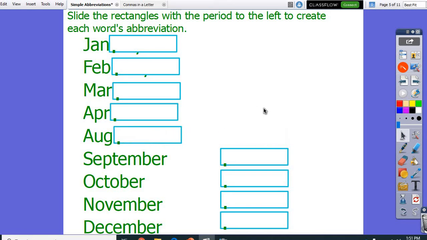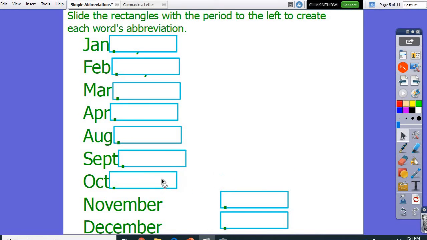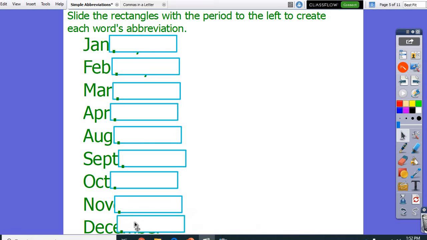So August would become Aug. September doesn't follow the rules because it actually uses the first four letters. September has a T there. But then October goes back to follow the rules with just the first three letters, Oct. First three letters of November to make it Nov. And the first three letters of December, just make it Dec. Very good. Same thing with the days. All of the months have capital letters because these are the names of months. And then you put a period after each abbreviation.